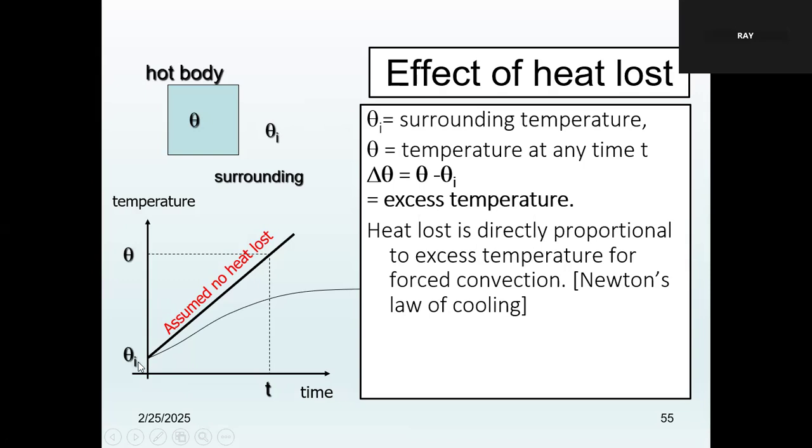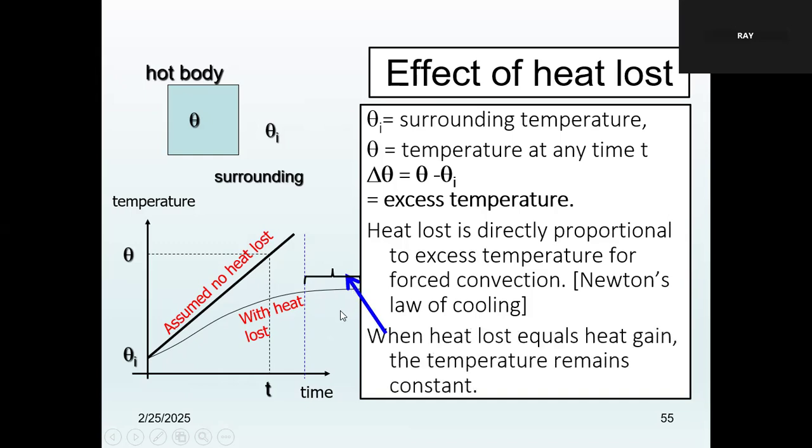So if there is no heat loss, it's a straight line. If there is heat loss, it will go into a curve. And at this part there, the temperature doesn't rise anymore because the rate of heat loss equals the rate of heat gain. Whatever heat it gained, it lost. So there's no rise in temperature anymore. There's a rise in temperature for this part because it's gaining heat even though there's heat loss.